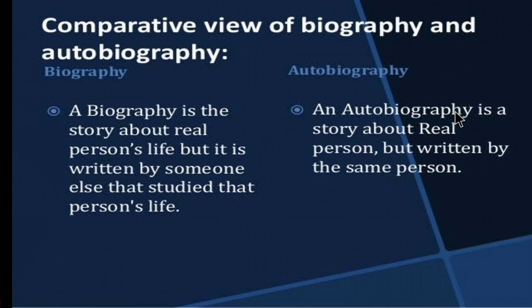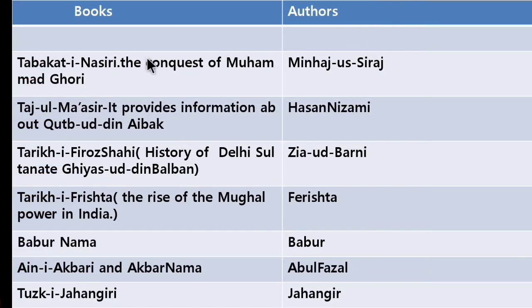So now let's see some biographies and autobiographies which were written during medieval Indian history. First one is Tabaqat-i-Nasiri. Here Tabaqat means centuries or generations. It provides detail about the conquest of Muhammad Ghori. In first session I told Muhammad Ghori was the one who started slave dynasty in India. So he appointed a slave called Qutbuddin Aibak as Delhi Sultan and returned to Afghanistan. So I hope you remember that. Tabaqat-i-Nasiri was written by Minhaj-us-Siraj.